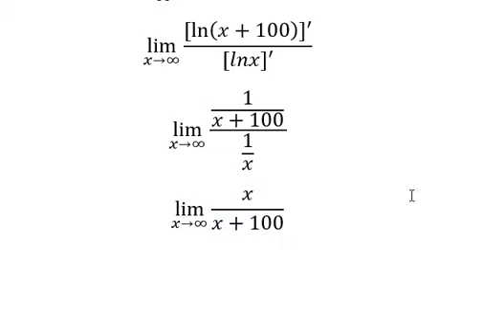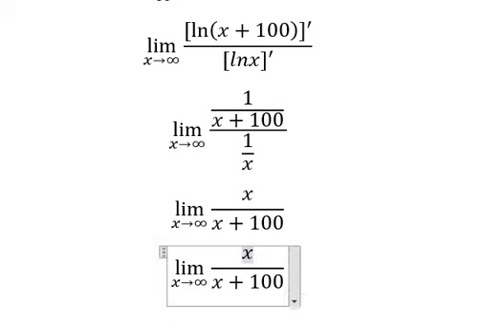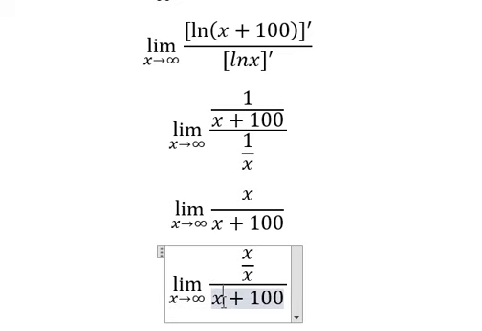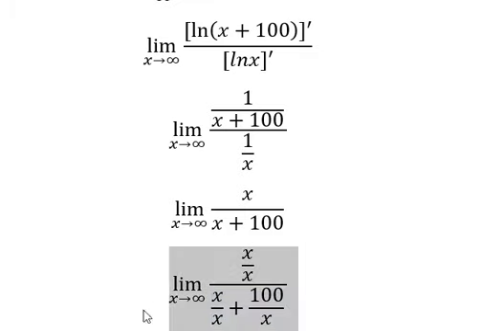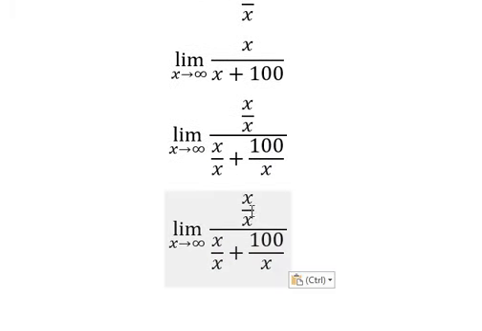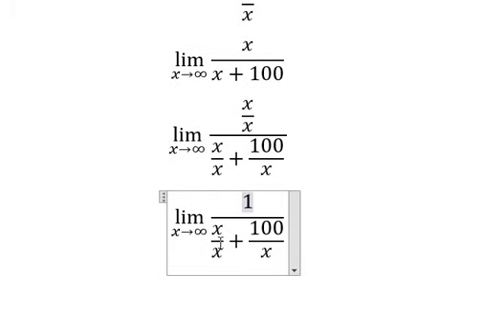Next, we divide s on the numerator and denominator. This one we have number 1. This one we have number 1. When s approaches positive infinity, number 1 divided by positive infinity, you get 0.